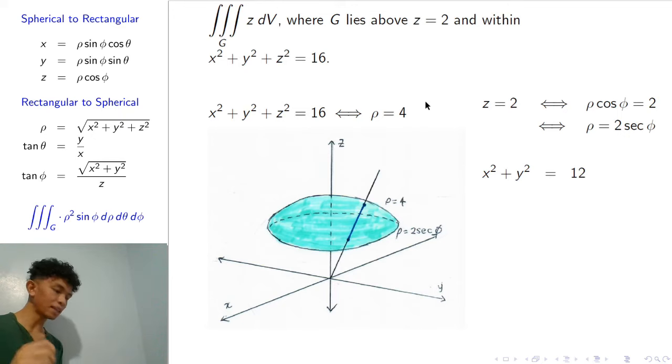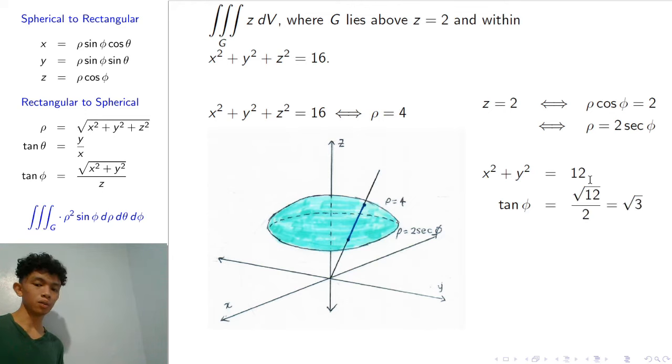Now we find the value of phi that corresponds to this curve of intersection, essentially. So you know for a fact that tan phi is given by the square root of x squared plus y squared over z. But in this particular intersection, you have z equals 2, so that's the whole denominator. Your x squared plus y squared equals 12, so the square root of that is just 2 square root of 3. So 2 square root of 3 over 2 gives a square root of 3. So here you have tan phi equals square root of 3, and this corresponds to the value of phi equals pi over 3.